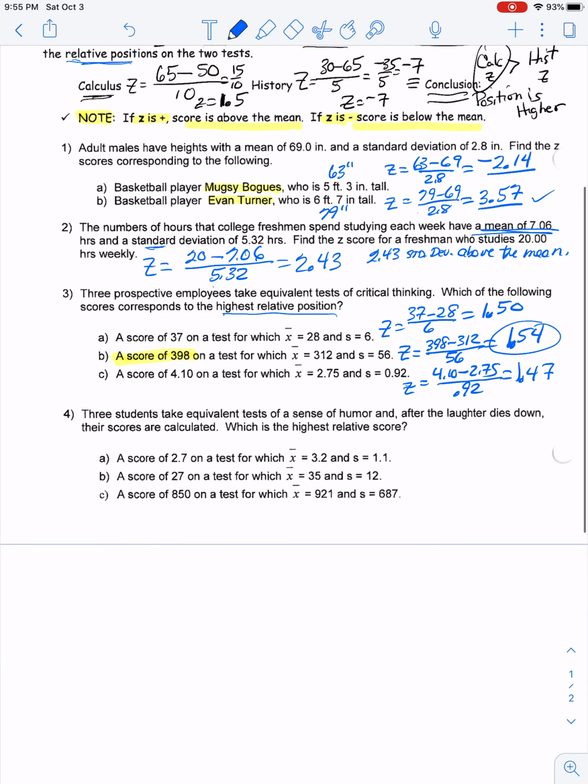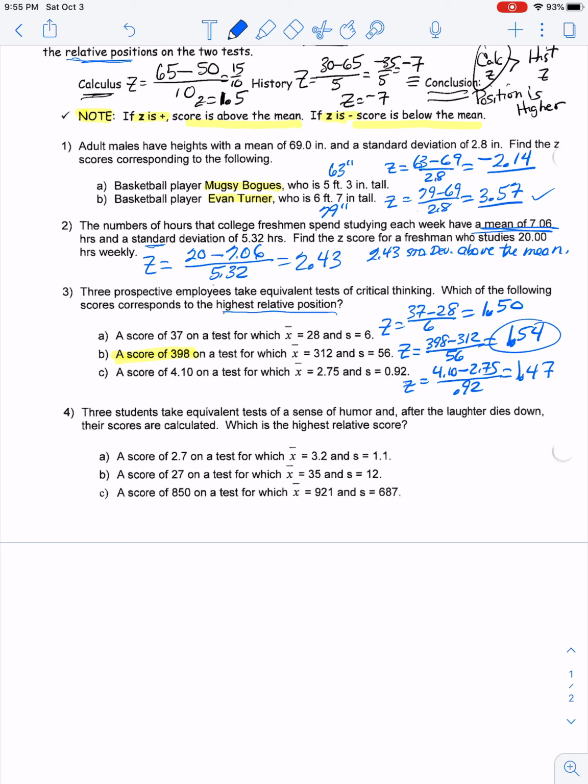All right, last up. And again, if you want to stop the video and then proceed, okay, go for it. So this time it says, again, which one has highest relative score? So we have a z value for A, 2.7, minus 3.2 is your mean, divided by 1.1. That's going to drop us in at a negative 0.45. So we are below average.